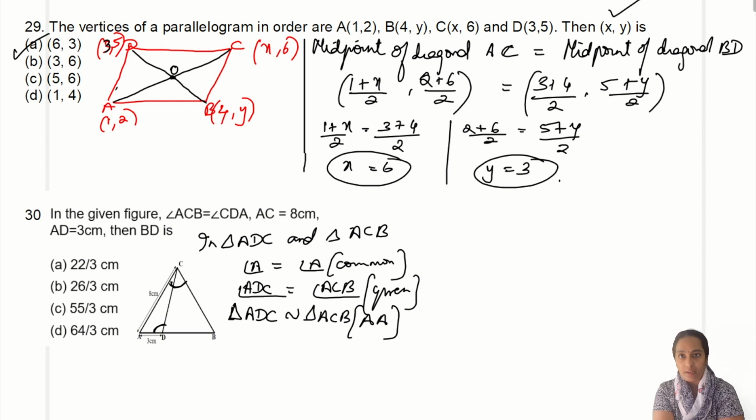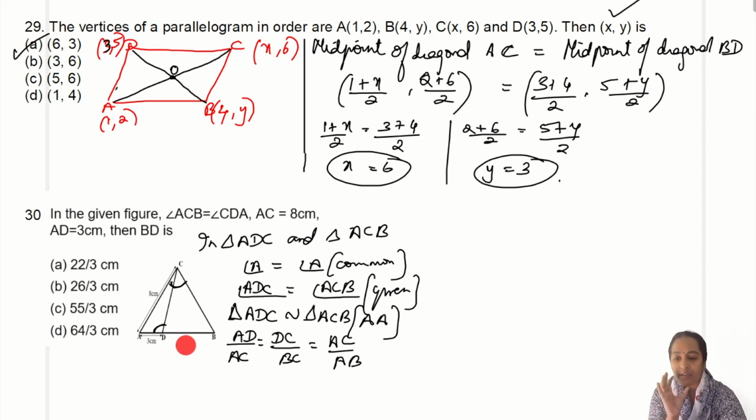Once you prove the two triangles are similar, what can you do, children? You know that the sides are in proportionate ratio. So you have AD by AC equals DC by BC equals AC by AB. The corresponding sides are in the same ratio. What is asked in the question is BD. BD is a part of AB. AD is given as 3 centimeters. If I find AB, then I can do AB minus AD and get my BD, because BD is asked in the question.